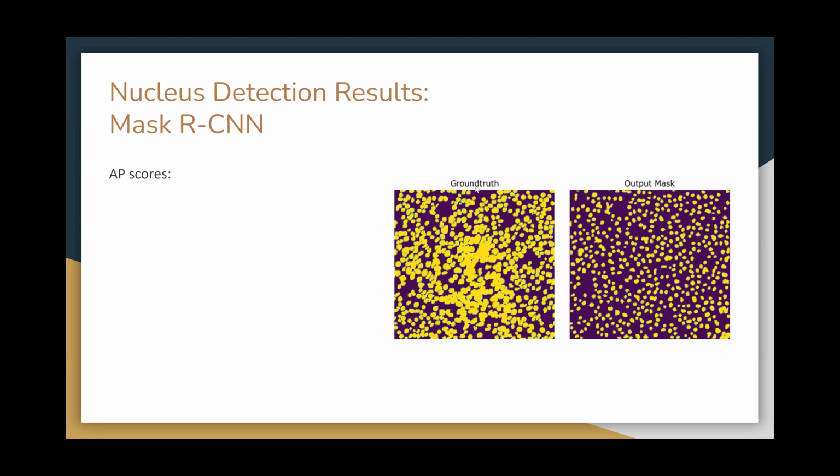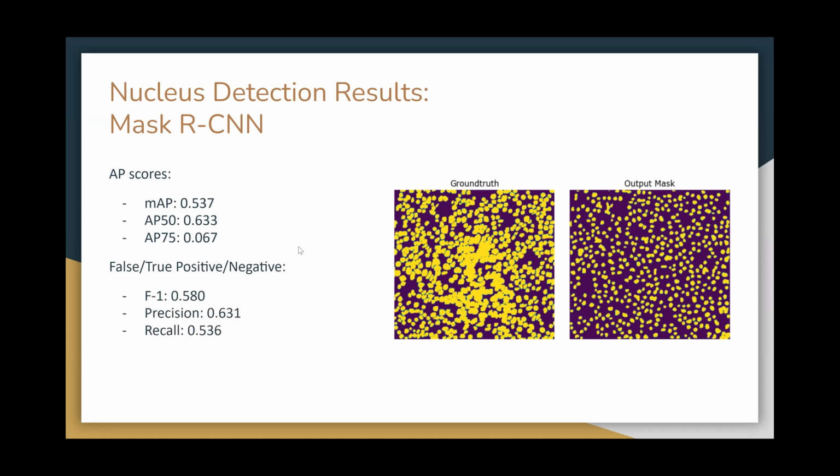So you can see that the cells are almost all detected. However, the area is really not the same. So AP scores were around 53%, with 60% of the cells having above 50% AP, but only 6% having above 75 IOU score. And then we have our true positive, F1, recall and stuff like that, where we don't have a lot of false positives because we're not detecting cells that don't exist, but we're missing a few cells, so our recall is a little bit lower than our precision.